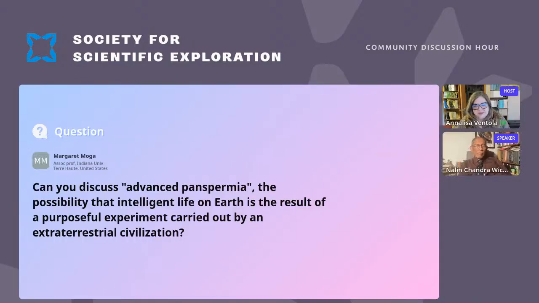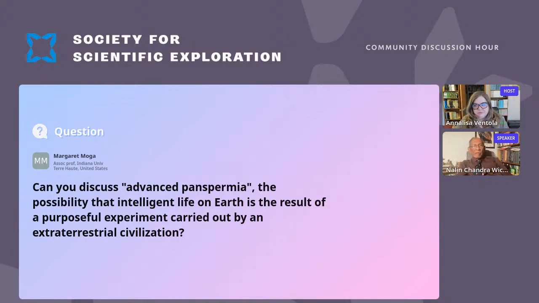Okay, we have a question actually from the SSE president, and I'm going to go ahead and show this on stage. This is from Margaret Moga. Can you discuss advanced panspermia, the possibility that intelligent life on Earth is a result of a purposeful experiment carried out by an extraterrestrial civilization?